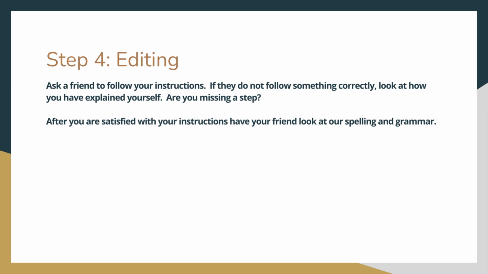4. Editing. Ask a friend to follow your instructions without seeing the words. If they do not follow something correctly, look how you've explained yourself. Are you missing a step? After you're satisfied with your instructions, have your friend look over the spelling and the grammar.